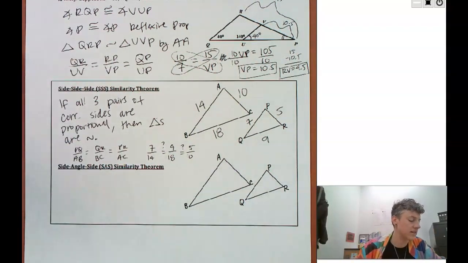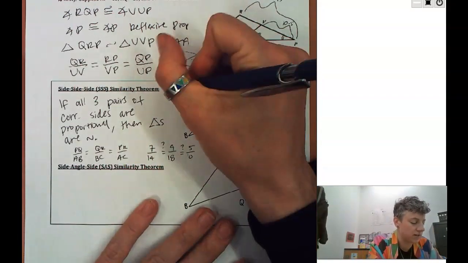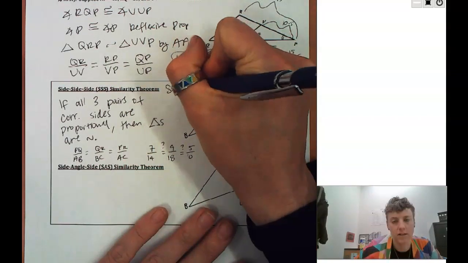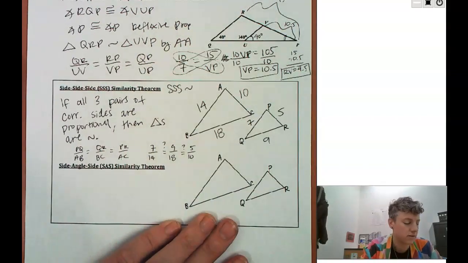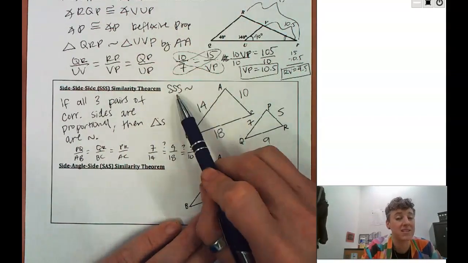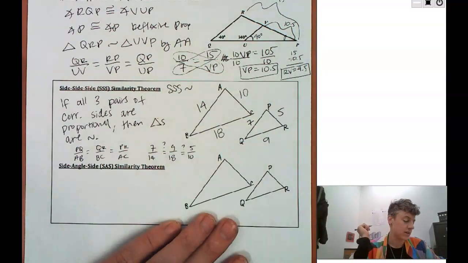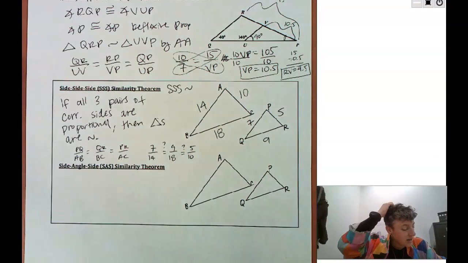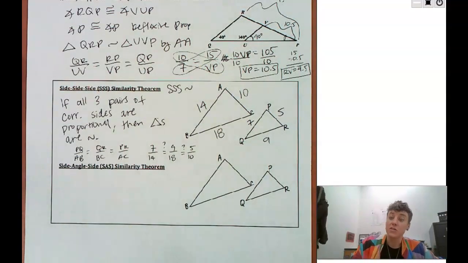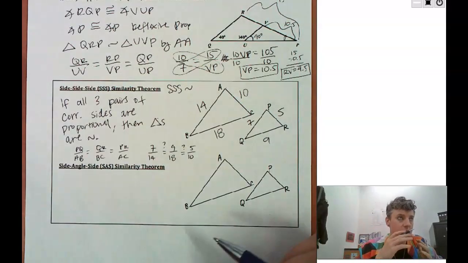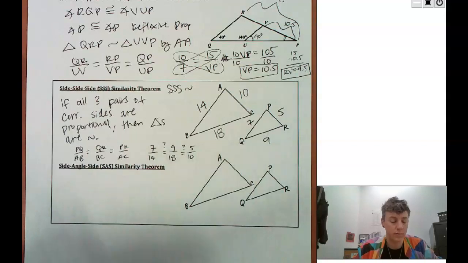So the side similarity, if you want to talk about that abbreviated style, you need to put the word similarity to make a distinction between side congruence, which we used back in the day. Side angle side is really similar to side angle side congruence, but instead of having the sides be congruent to each other, they're going to be proportional.